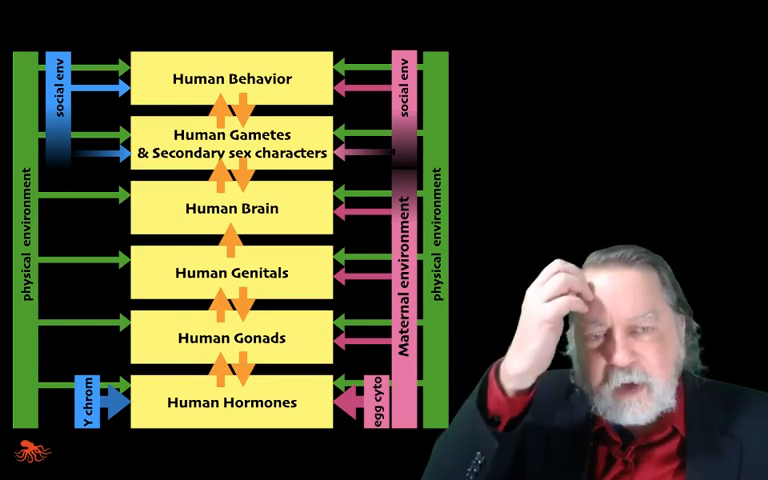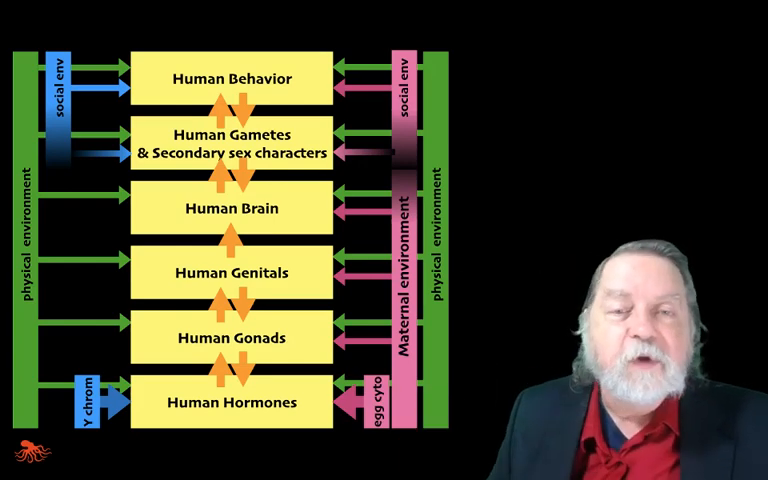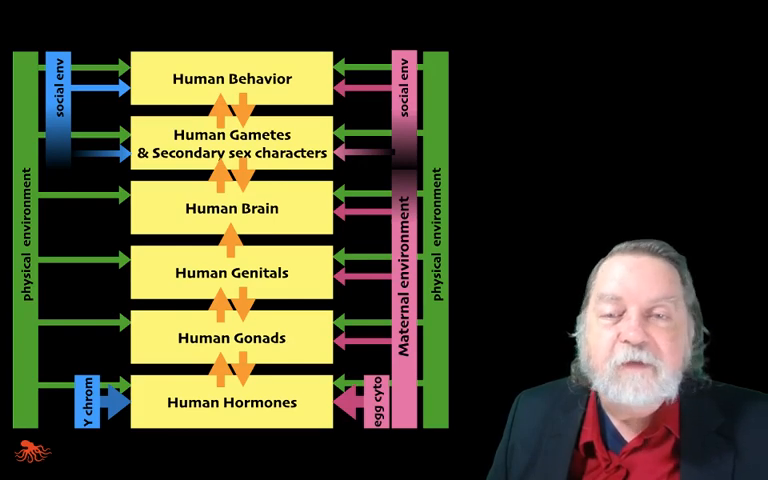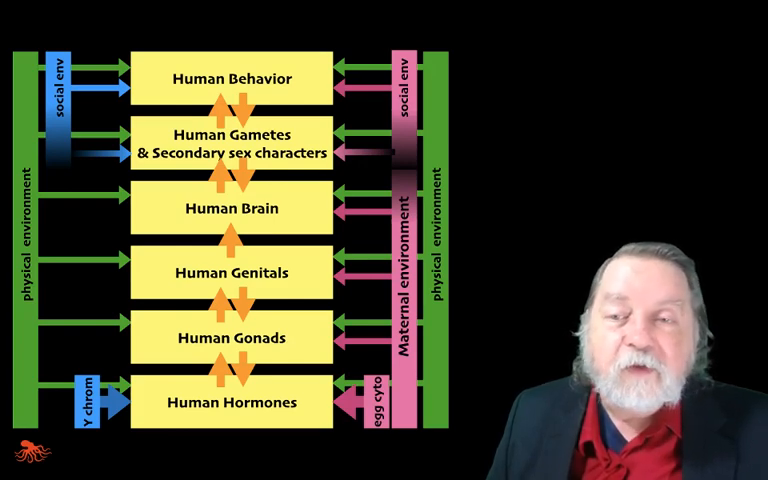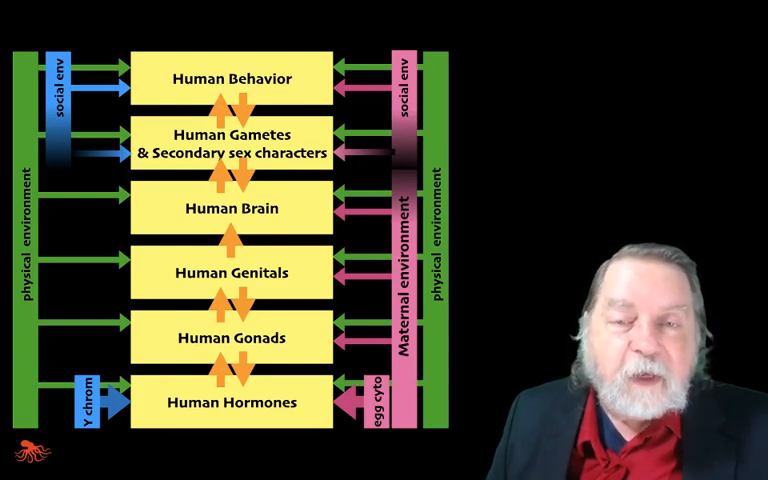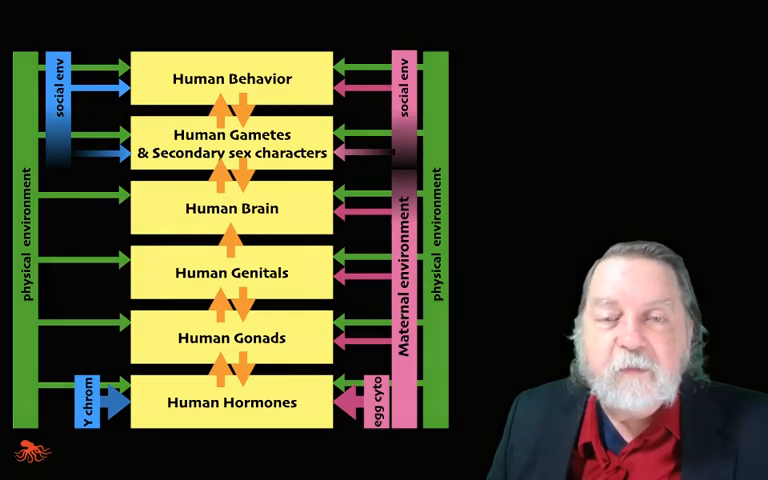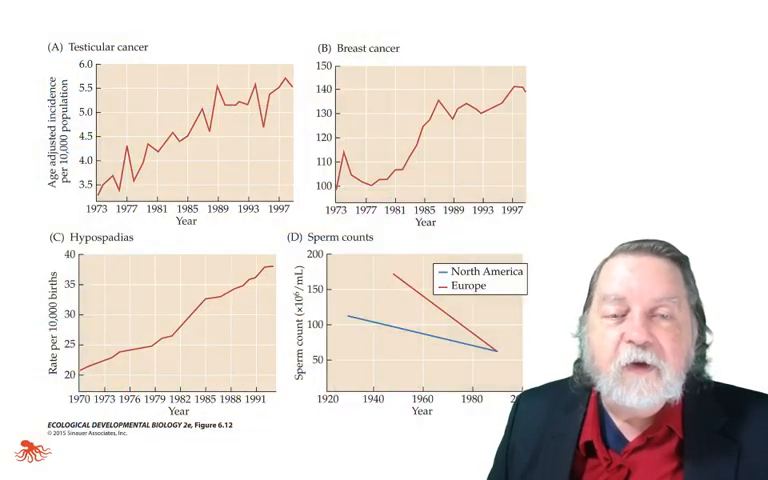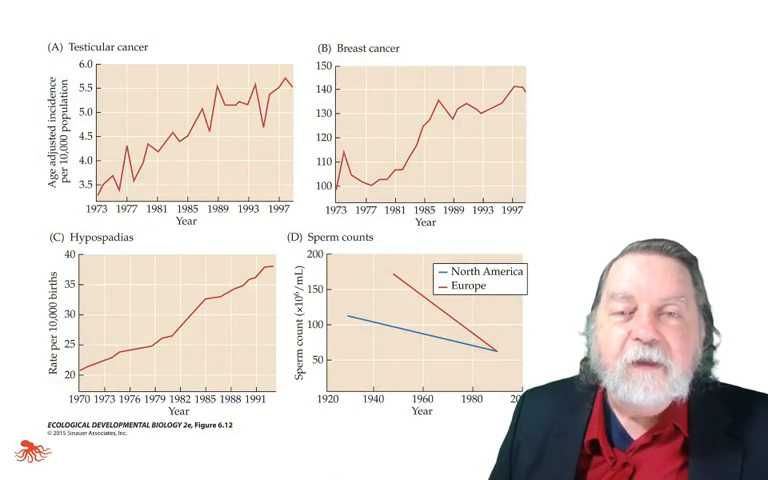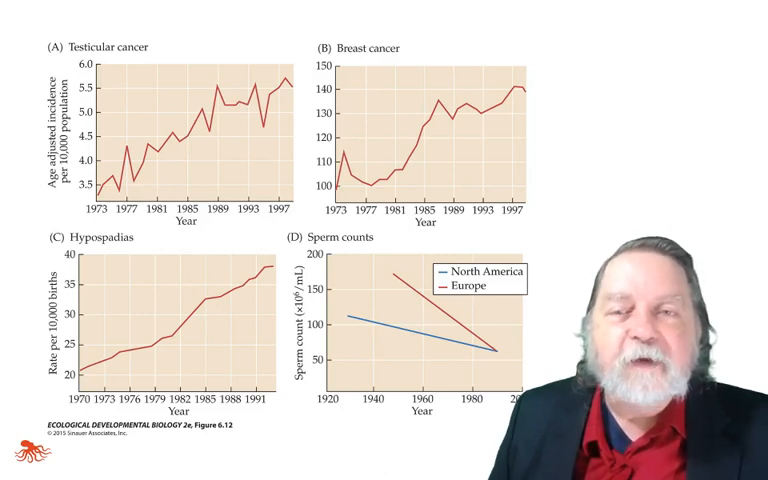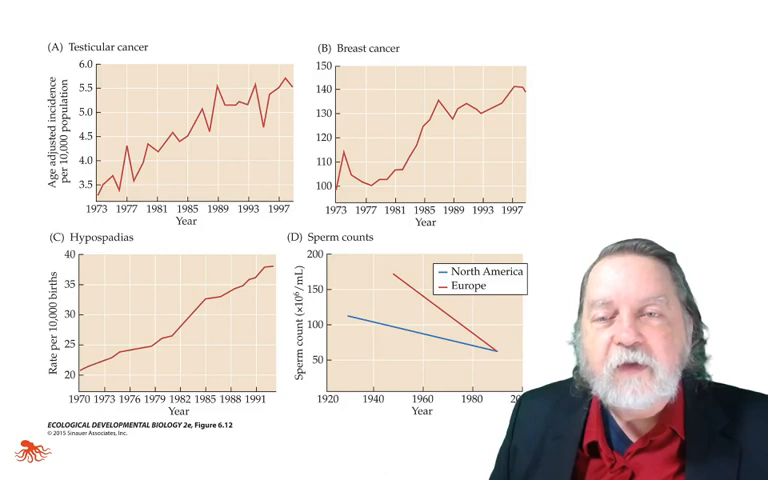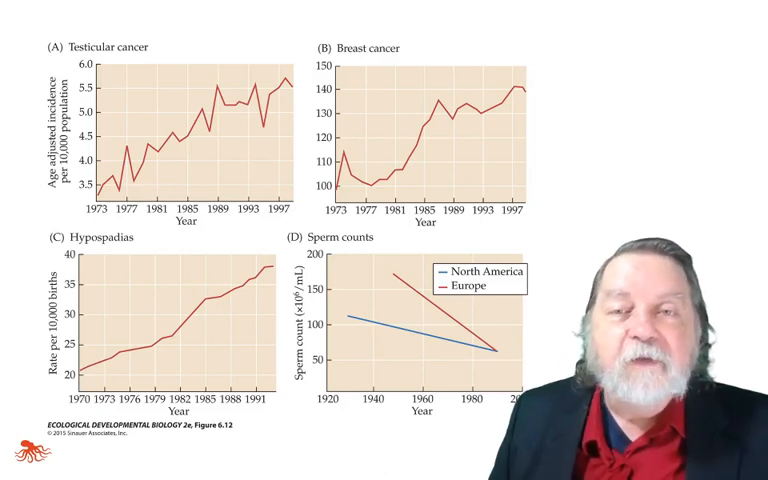So I'm just going to bring up one relevant point about the effects of the physical environment on sex organ development, and that's the effect of endocrine disruptors, which you may have heard of. So here's a couple of nice graphs that should scare you a little bit. What we're looking at there, if we start in A, top left corner, is a graph of the age-adjusted incidence per 100,000 or 10,000 population of testicular cancer.